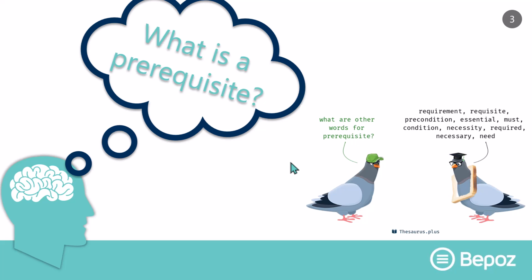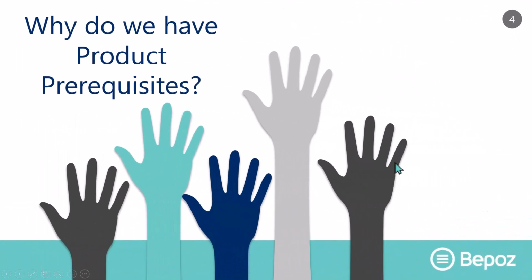And as for a noun, which is probably more applicable for how we think of and use them in BPOS, a prerequisite is, quote, a thing that is required as a prior condition for something else to happen or exist, end quote. So you'll see when we get into the prerequisite setups in back office that we use a variation of that definition for product prerequisites. We actually state on the prerequisite screen that, quote, a prerequisite is a condition that must be met prior to selling a product. So that leads to another question: why do we have product prerequisites?